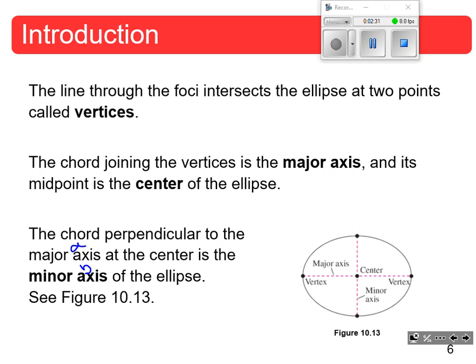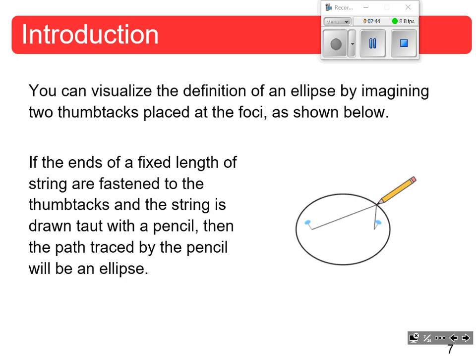The major axis itself is actually 2A, because A goes just from the center to the vertex, on the ellipse itself, and the minor is from the center to a point on the ellipse in that line. You can visualize the demonstration by imagining 2 thumbtacks placed at the foci as shown below. The ends of a fixed length string are fastened to the thumbtacks, and the string is drawn taut with a pencil, then the path traced by the pencil will be an ellipse. Questions on this here, or how this works? Okay.